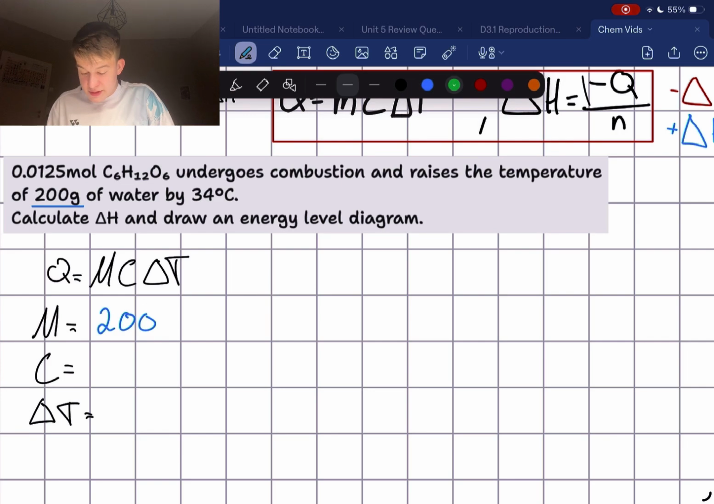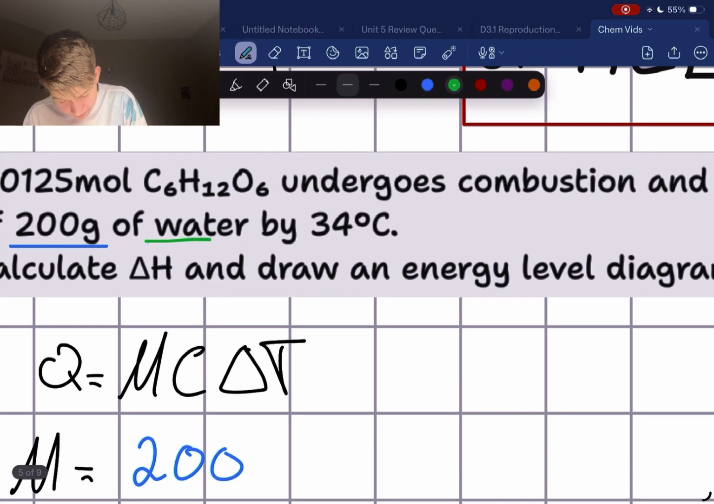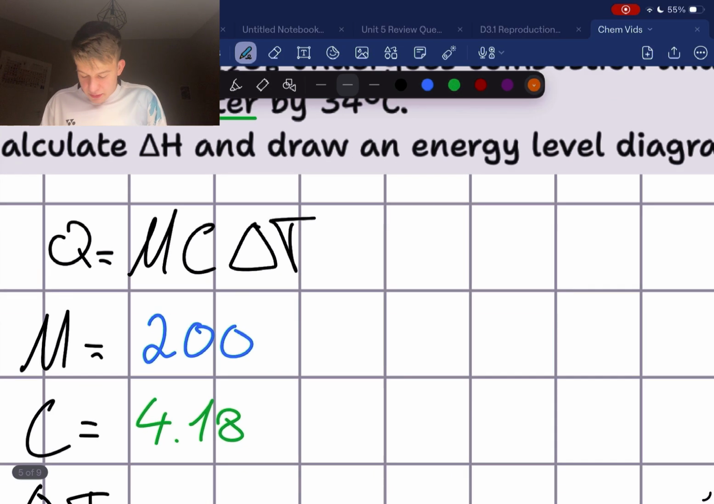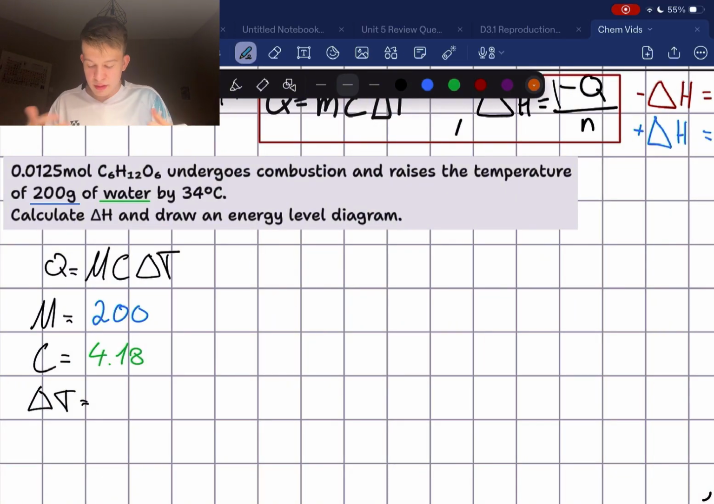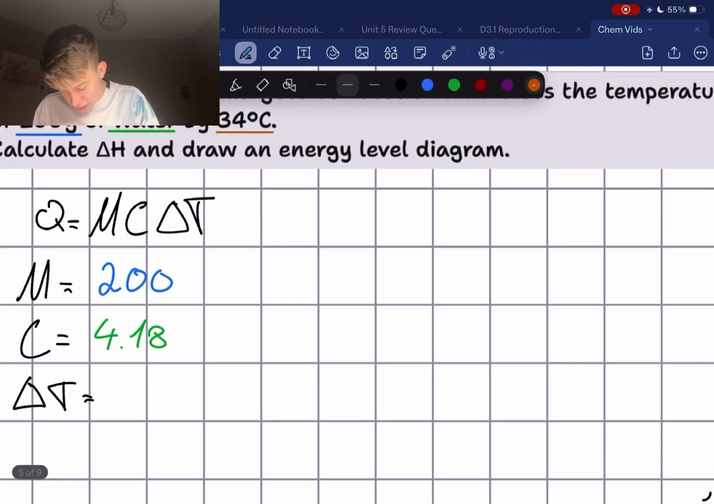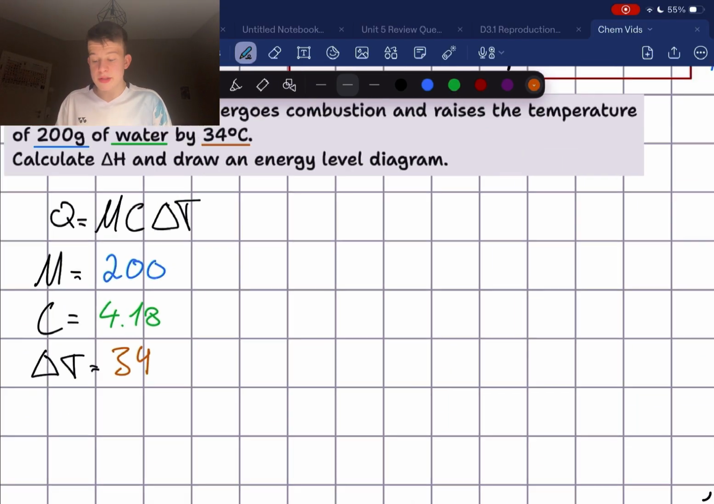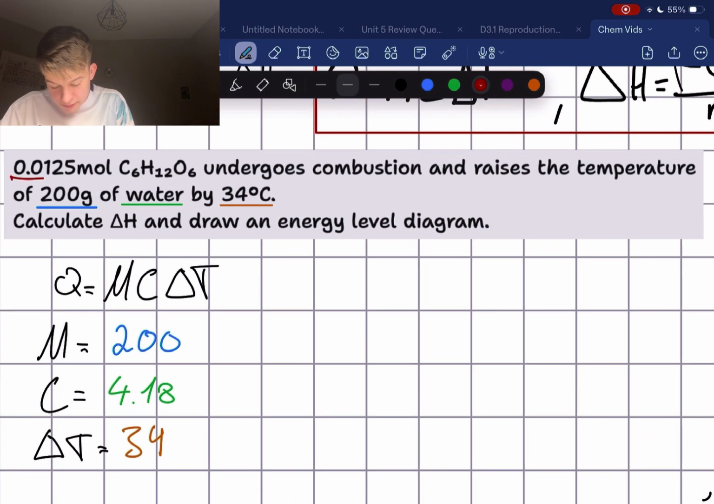Then C, the specific heat capacity. We know it's water, and in the booklet, the heat capacity of water is 4.18. And lastly, temperature. As we can see, in this whole reaction that the glucose undergoes, the temperature change is 34 Celsius. What we also need later is the amount of moles, which is 0.0125.